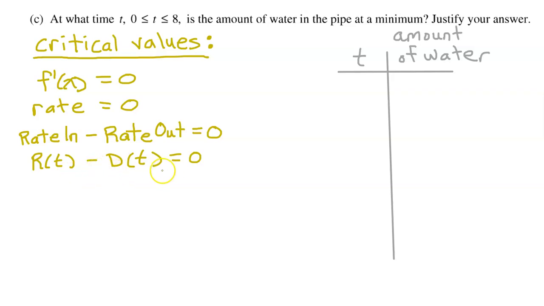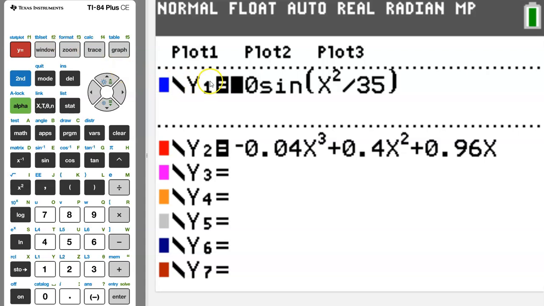However, it'll be slightly easier if we add d of t to both sides and turn the equation into r of t equals d of t. In other words, the critical values will be the values of t where the rate in is equal to the rate out. We can use the calculator to find these values. Remember that we have typed function r into y1, and we've typed function d into y2. We need to find where function r equals function d. In other words, we need to find the intersection point between the two functions.